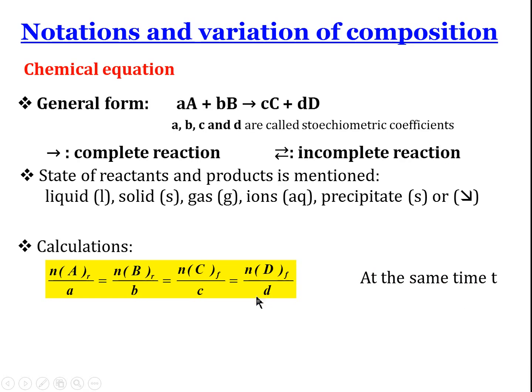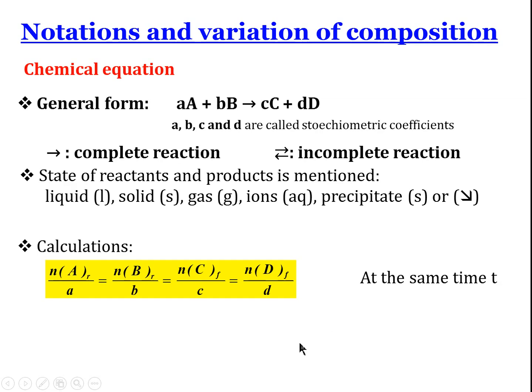At the same time t, the number of moles of A reacted divided by a is equal to the number of moles of B reacted divided by b, equal to the number of moles of C formed divided by c, equal to the number of moles of D formed divided by d. This is the stoichiometric ratio. And this stoichiometric ratio can be applied at the same time t, at any instant t, or at any advancement of the reaction.